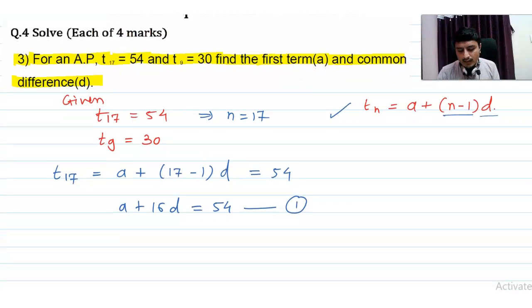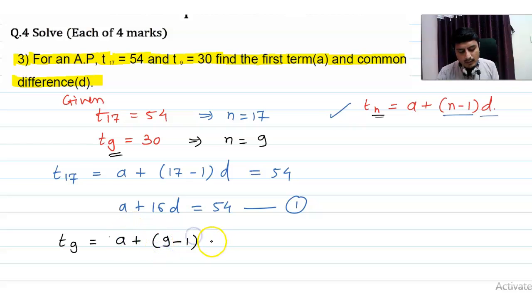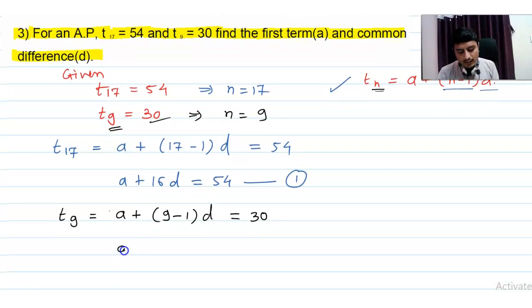Now look at the T9 value we have given, that is 30. That means in that we have the n value is 9. Tn, n is equal to, we have a 9 here. So let's try to replace the values. We are getting the formulation for T9 is equal to first term plus number of terms we have 9 minus of 1 into the common difference d. This value we have given as 30. So that is equal to 30. Try to simplify, we are getting a plus 9 minus 1 is 8. So 8 times d, that is equal to 30. Call it as equation number 2. Now try to simplify equations 1 and 2 simultaneously.